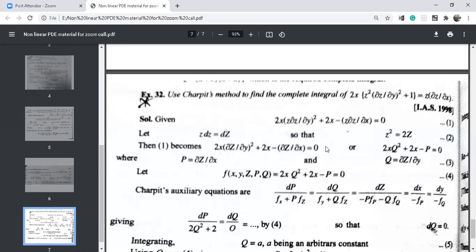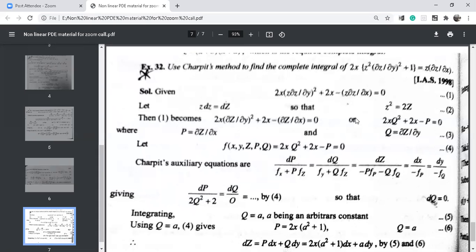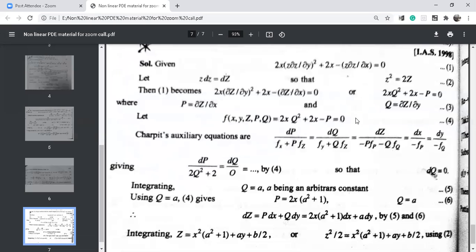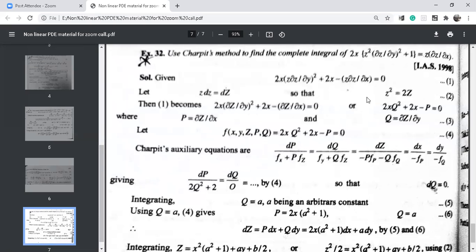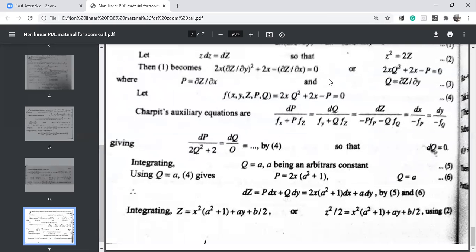So what they did is, the observation here was that z accompanies every partial derivative, that is del z by del x and del z by del y whole square, along with that we also have a z square term. So they took z dz as some d of capital Z, that is Z equal to z square by 2, and then tried to solve it. You can see here z dz, Z equal to z square by 2, then they wrote it in this manner, 2Z equal to plus 2x minus del Z by del x square. And then they tried to solve it.